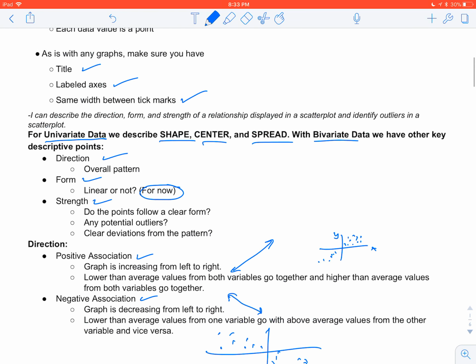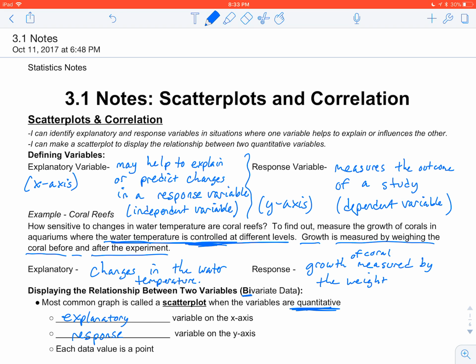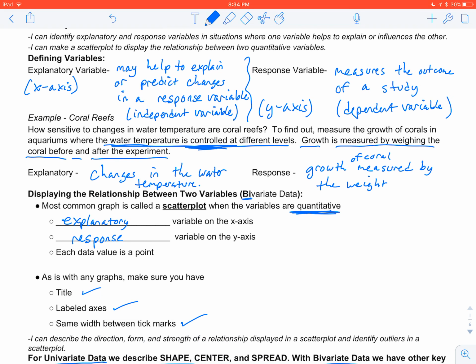So, in this video, we talked about the two types of variables, explanatory and response. Those are very similar to your independent and dependent variables. They go on your x and y axis respectively. We talked about an example, how to look for explanatory and response variables. We reviewed what a scatter plot should have on it: title, axes, same width between tick marks. The big three when it comes to looking at a scatter plot, what to actually describe it by: direction, form, strength.